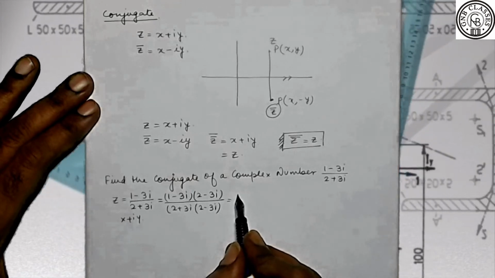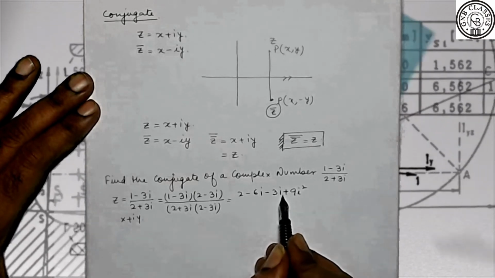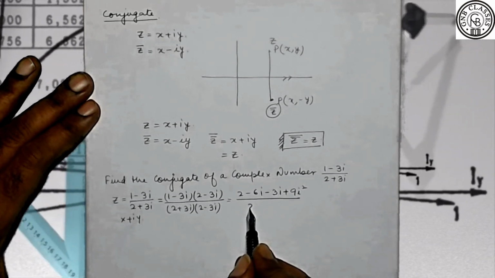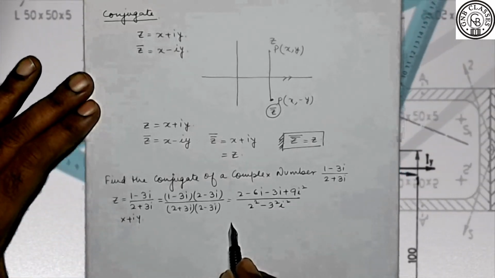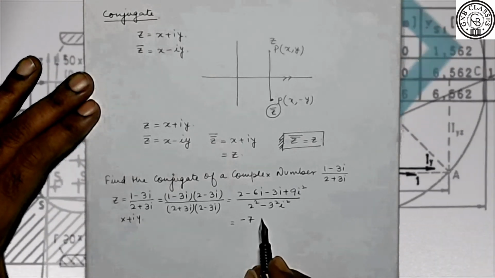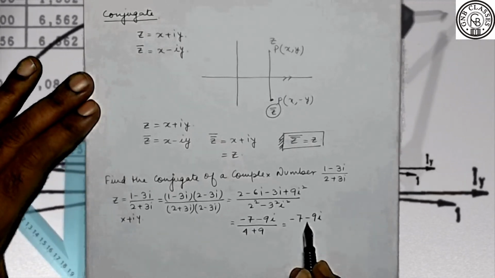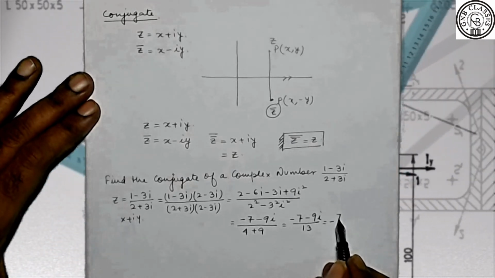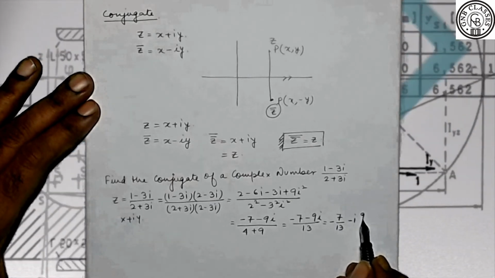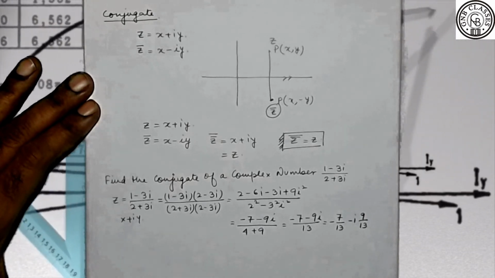So if I multiply the numerator, we are going to have... in the denominator we are having (a plus b) into (a minus b), that is a square minus b square. So we are having iota square is minus 1, so it is minus 9. This is in the form of x plus iota y, where x is minus 7 by 13 and y is minus 9 by 13. Okay, this is our complex number z.